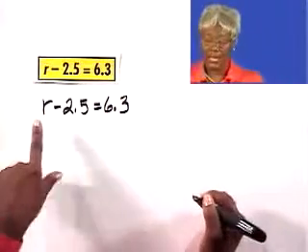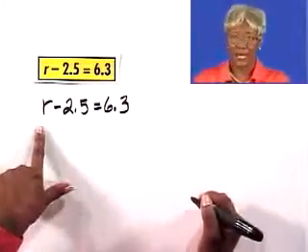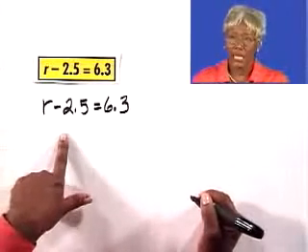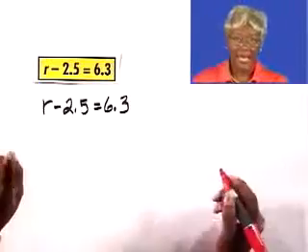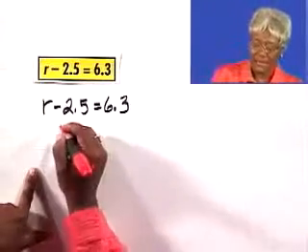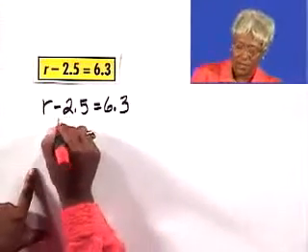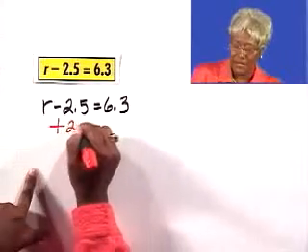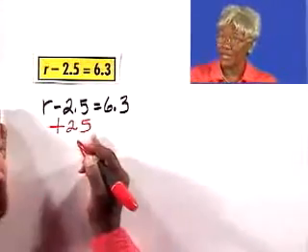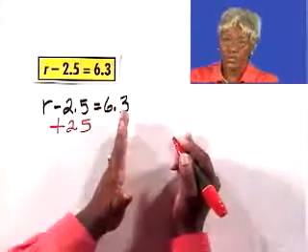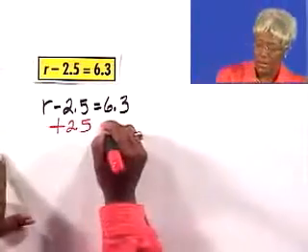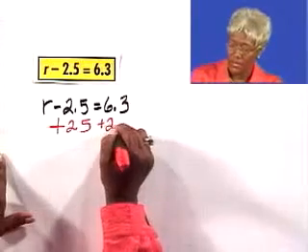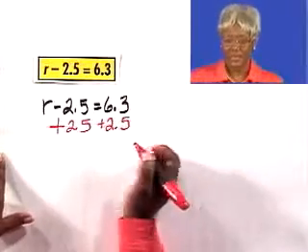Remember, I want to get r alone on one side of the equation. I'm going to use the inverse of subtraction. I'm going to add 2 5/10 to both sides. So I'm going to add 2 5/10 to the left side, because whatever you do to one side of the equation, you must do to the other side in order to remain balanced. So I'm going to add 2 5/10 to the right side.